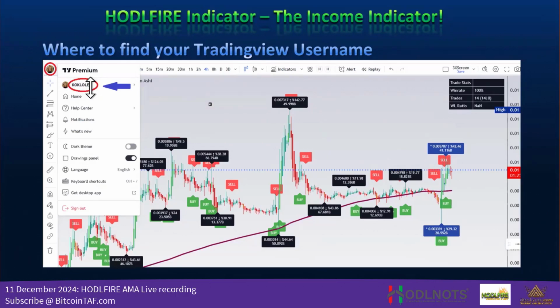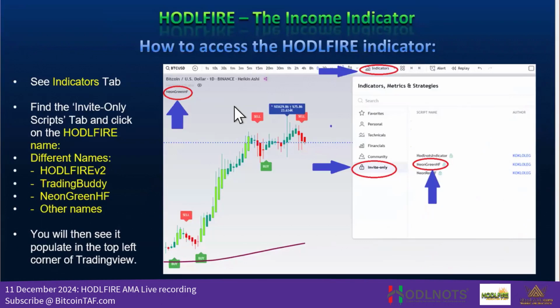We need to get access to that name in order to give you the indicator. So that's where you find it at. I'm going to show you where to find it and how to put it on. You go to your indicators, which will be up here at the top. It looks like a little chart graphic here. When you tap on that, you will get this list here.